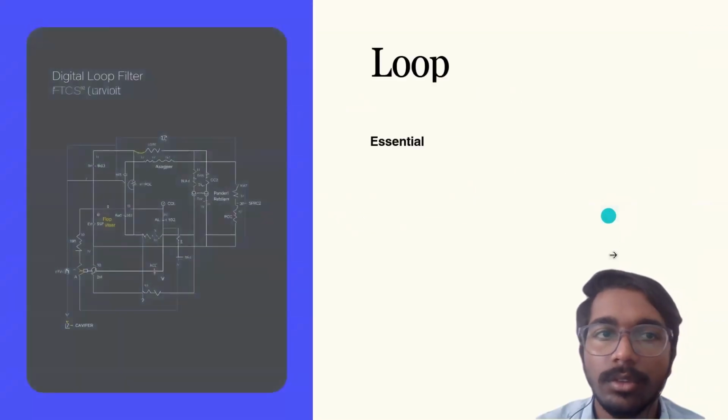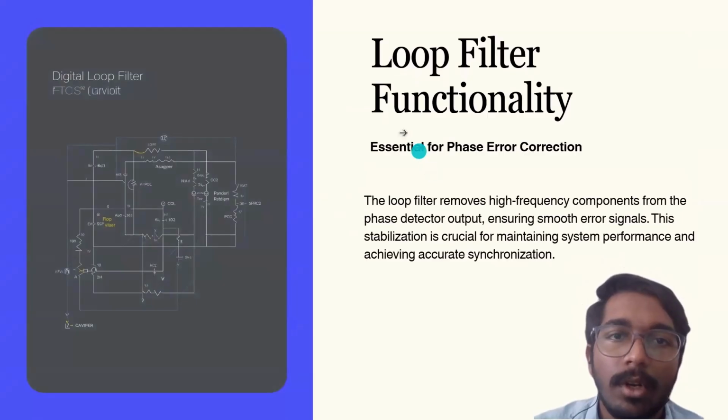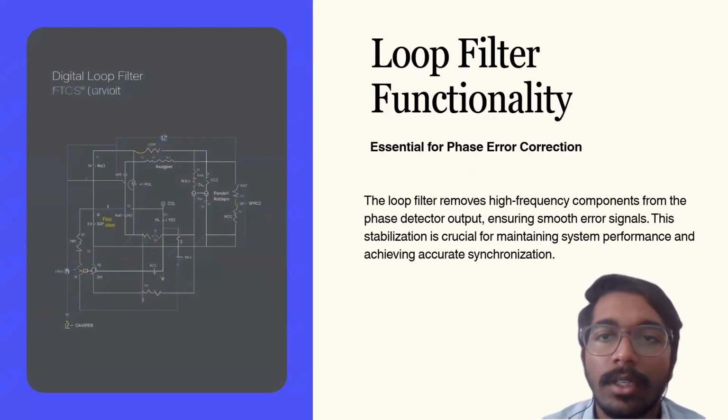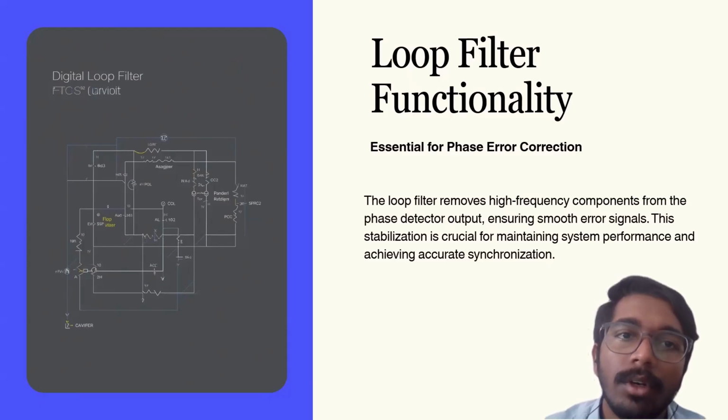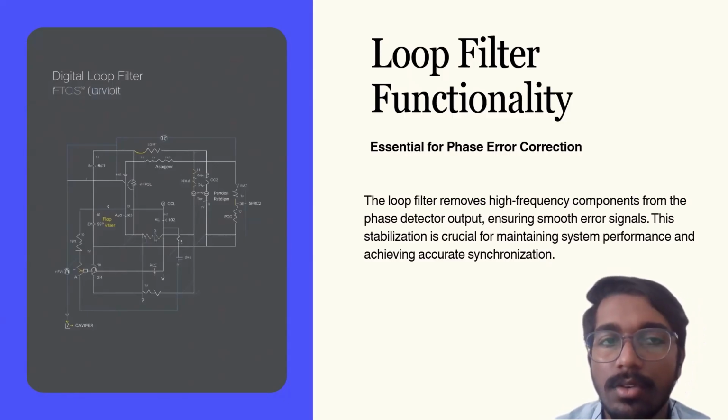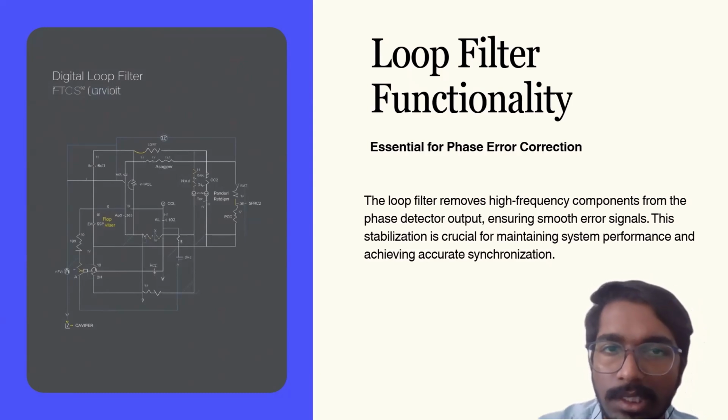Now let us move to the second important block of the DPLL, which is the loop filter. The output of the phase detector contains not only the useful phase error information but also high frequency components and noise. The loop filter is used to remove these unwanted components. Its main purpose is to smooth the error signal before it is applied to the NCO.